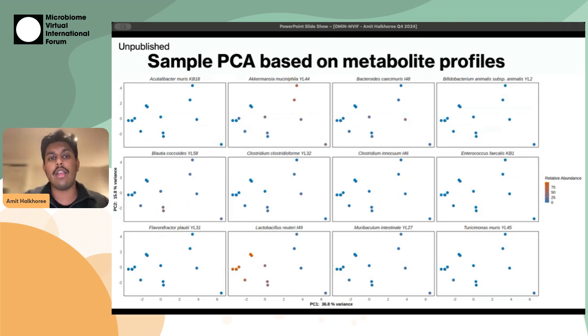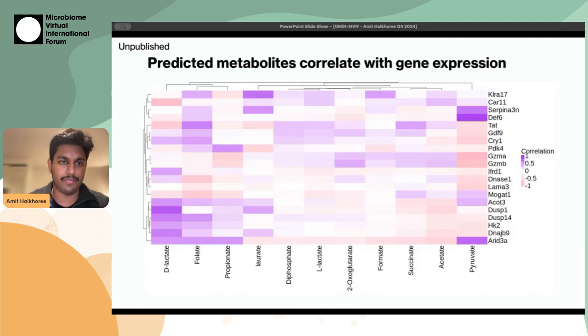And then we took this a little bit further and looked at how our samples separated based on PCA, and we can see again lactobacilli really brought out this cluster here. Akkermansia brought out another cluster. So it's showing that these metabolites are actually mapping onto what we expect in terms of abundance.